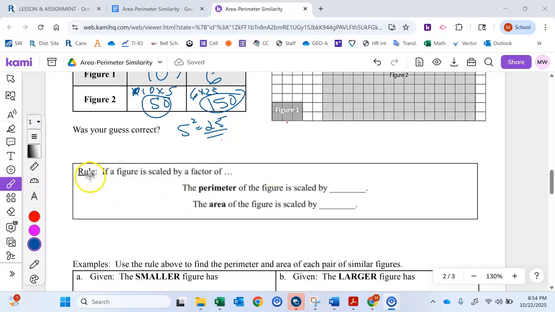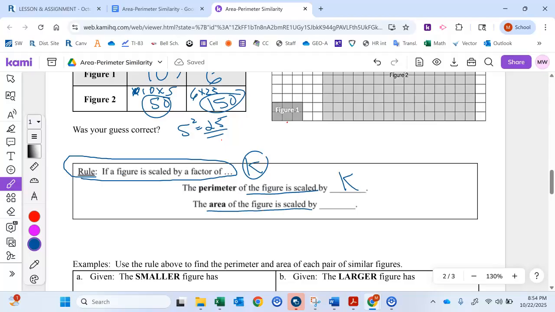So let's look at the rule about what we just learned and summarize it, okay? So if a figure is scaled by a factor of k, that's the symbol for scale factor, the perimeter of the figure is scaled by what? Can you guess? K also. What about the area of the figure? It would be scaled by what? Well, it's going to be k squared, okay? So we're going to take it k squared. Remember, that's the same as k times k.